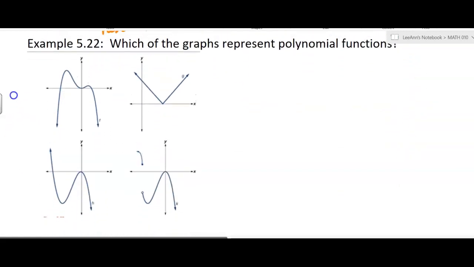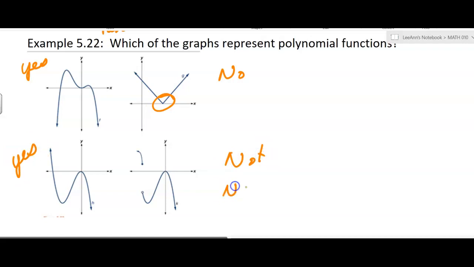Okay, which of the graphs represent polynomial functions? Well, this one, yes. This one, no, because of that sharp corner. This one, yes. This one, no, because it's not continuous. I was going to write not continuous. So no, because of right there. Okay, so that was fun.